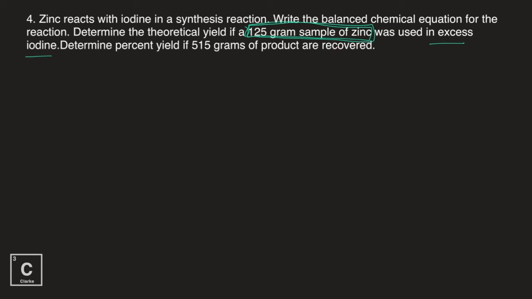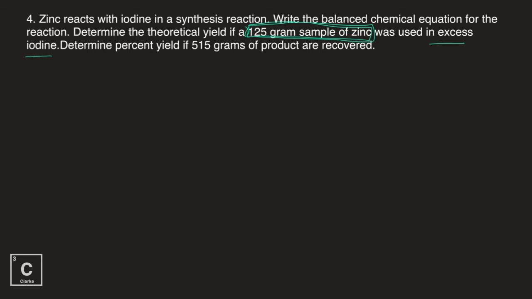Now, when we first started working stoichiometry problems, we would see that in the directions, or in the question. It would tell us, you've got so much of this, and then this is in excess. Now we understand why. You can only determine the theoretical yield from the limiting reactant. We know zinc is going to be the limiting because iodine is in excess.